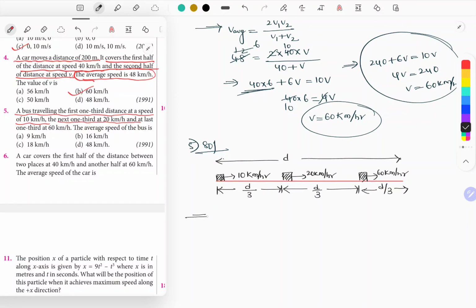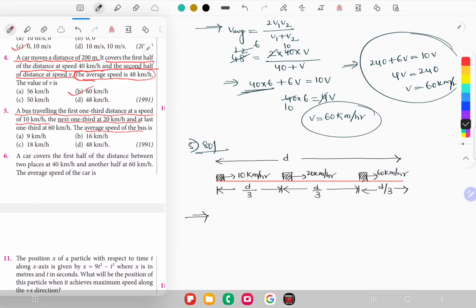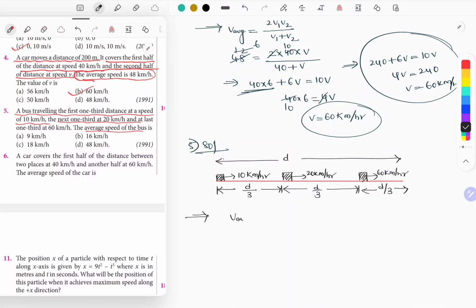Now, what's the question they're asking? They're asking average speed. Average speed formula: don't write down the 2V1 V2 by V1 plus V2 formula here. Even though the object is traveling equal distances, we have three different values of velocities. So that's why we cannot use 2V1 V2 by V1 plus V2. That formula is applicable for two different velocities. For three different velocities, we have a different approach.